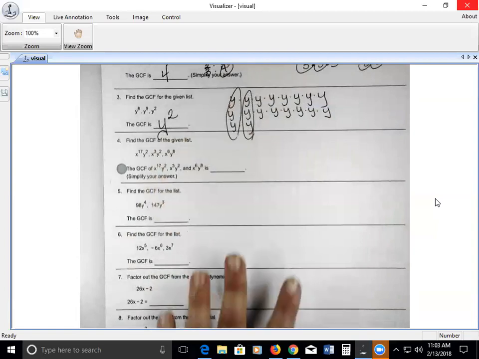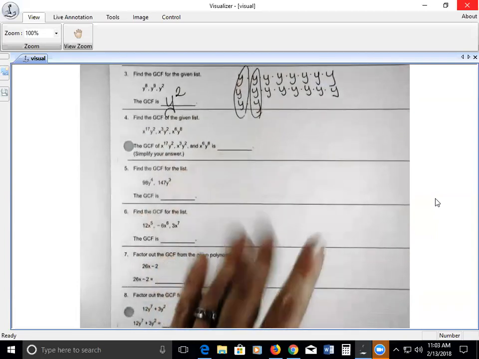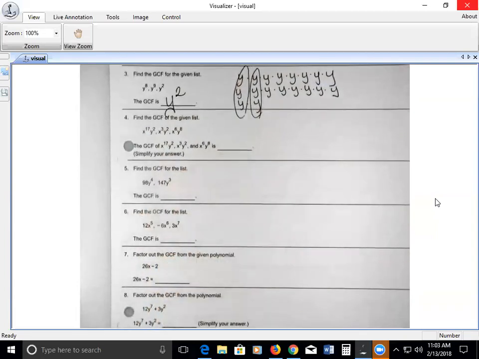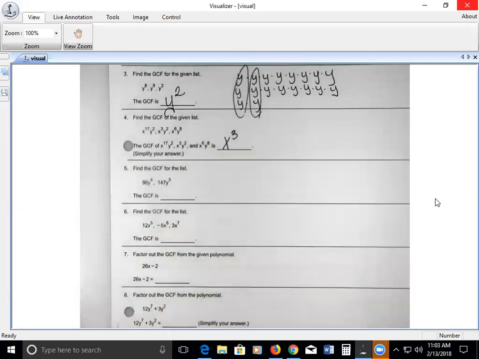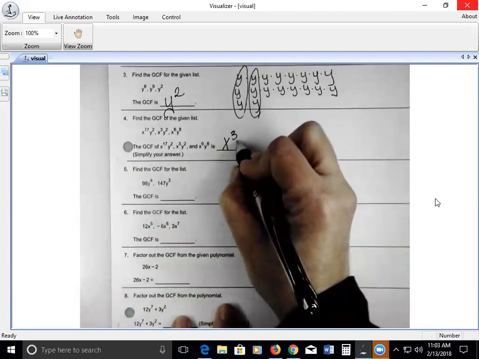Okay, question 4 says, find the GCF of the given list. You have x to the 17th, y to the 2nd, x to the 3rd, y to the 2nd, x to the 6th, y to the 8th. Let's look at the x's first. What is the GCF of x to the 17th, x to the 3rd, x to the 6th? X to the 3rd, I agree. Remember, it's the common variable with the lowest exponential representation. And then we have y to the 2nd, y to the 2nd, y to the 8th. Y to the 2nd.